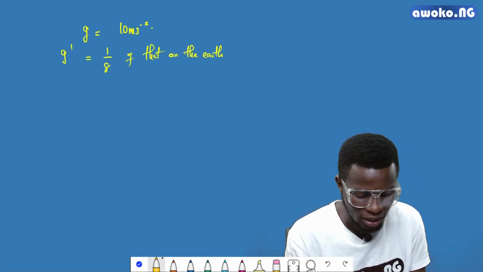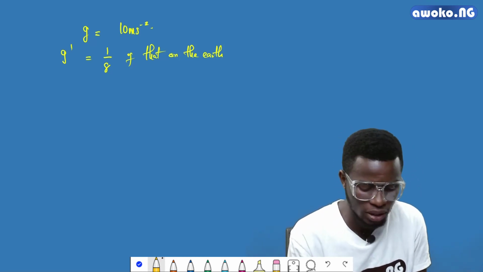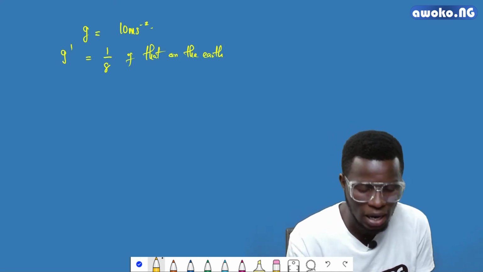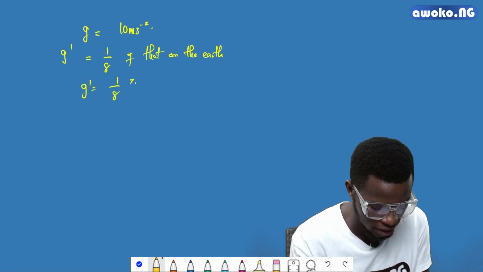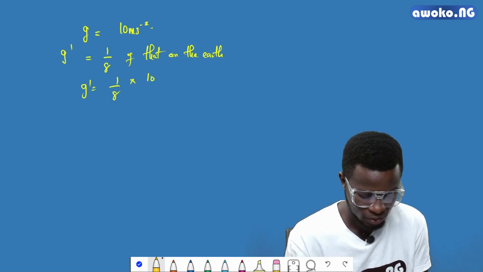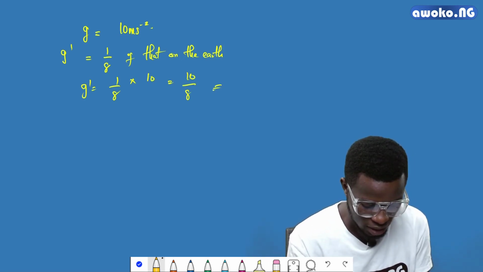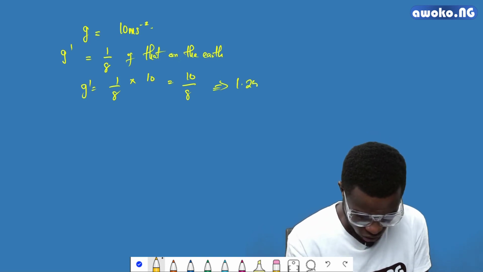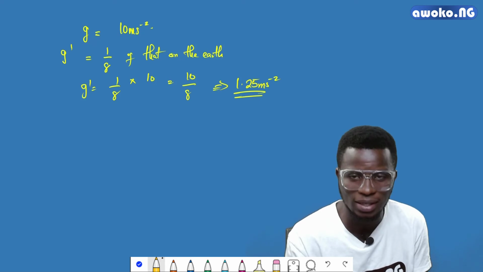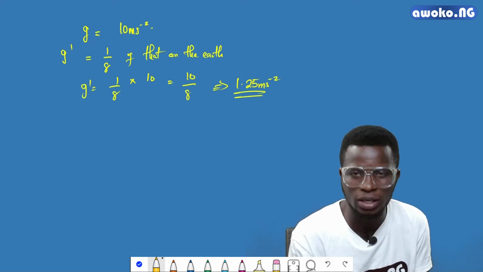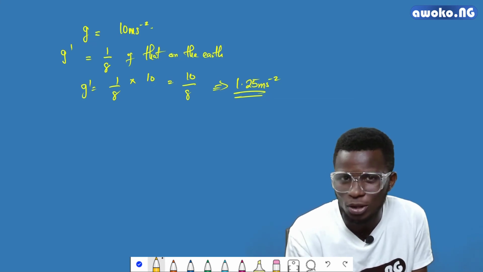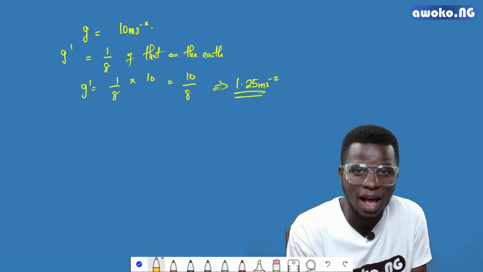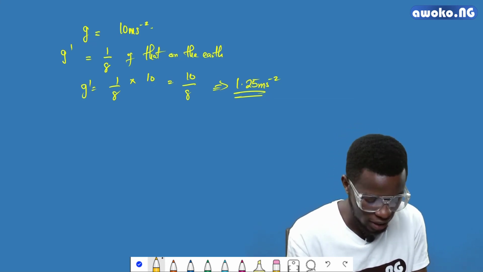But what is the acceleration due to gravity on the earth? Of course, it is 10 meters per second squared. So g prime will be equal to 1 over 8 times 10, which is equal to 10 over 8. And this gives us 1.25 meters per second squared. So this is the acceleration due to gravity on the planet. But is that still our answer? Of course not. Our answer is to find the mass as well as the weight.